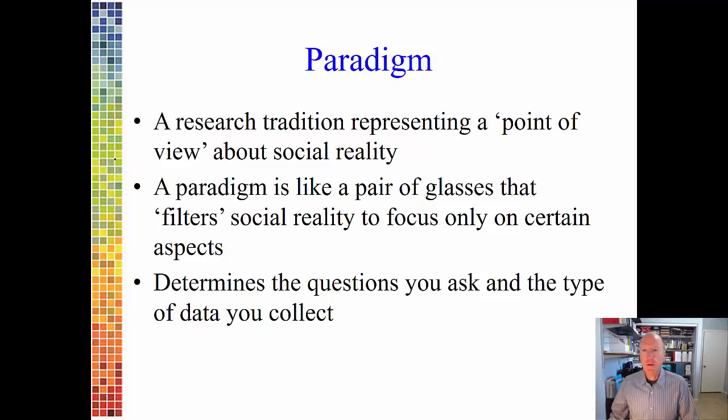Then the focus of chapters 3, 4, and 5 is about different research paradigms. And so these are really different points of view about how you see the world or how you see social reality. So it's basically like a pair of glasses or filters that help you look at different aspects of communication. And it also determines the types of questions that you might ask and the data that you would collect. And this is important as you move forward in the research proposal paper.